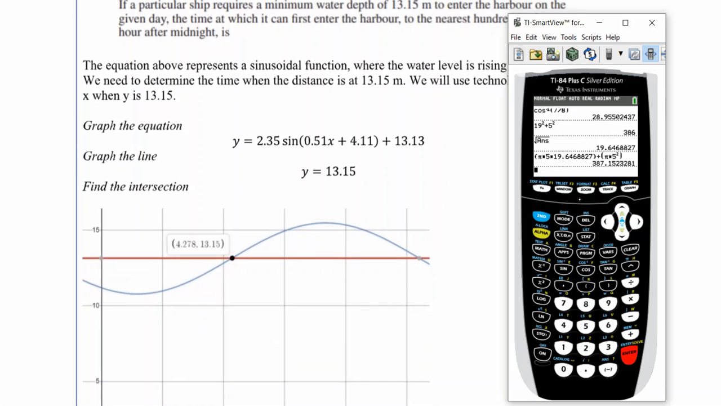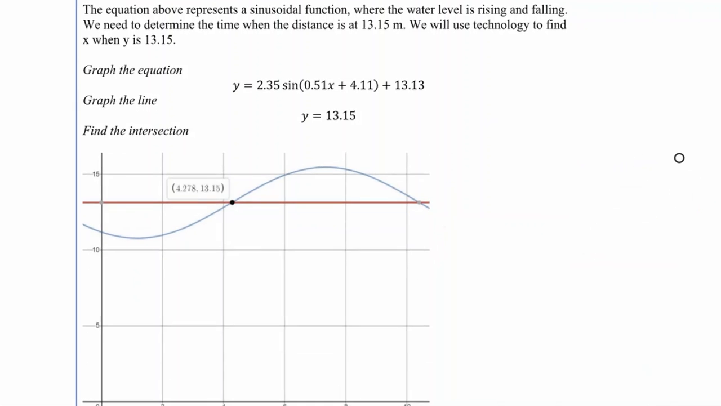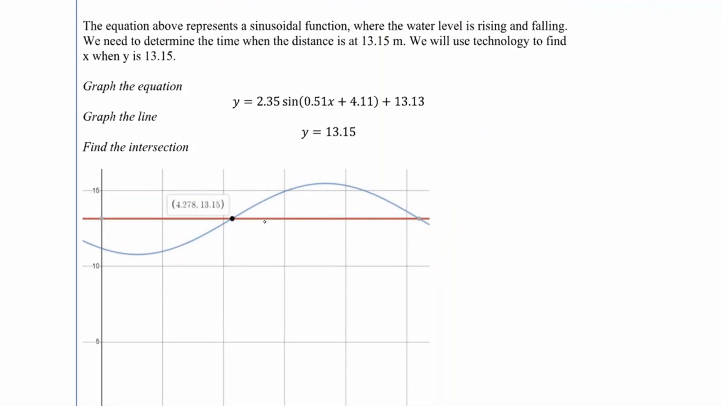When you graph these things, if your calculator is in degree mode, you're going to get some really funny looking graph, and it won't look quite right. So you need to change your mode to radians and then graph it. Then you can graph it just as normal, just like this, 2.35 times sine, the way it's written. Then you graph your second line at 13.15. If you do that, it actually seems kind of intuitive too.